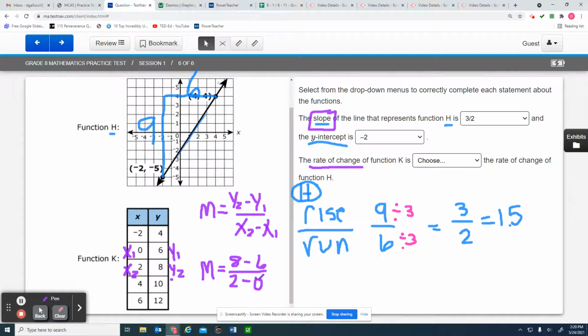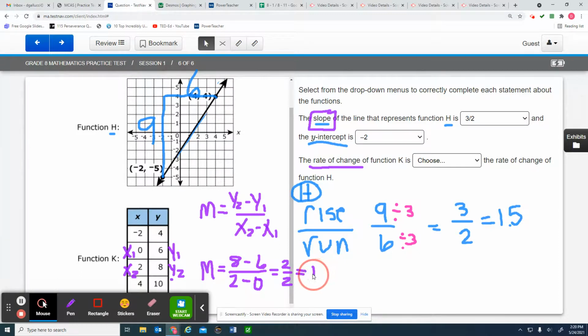Let's do that subtraction. 8 minus 6 is 2. 2 minus 0 is 2. 2 over 2 is just the number 1. So if we now compare, function k is 1, function h is 1.5, then function k is 1, it's smaller than or less than the rate of change of function h.